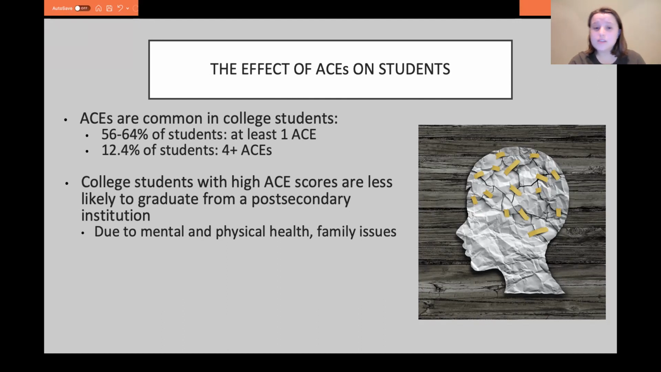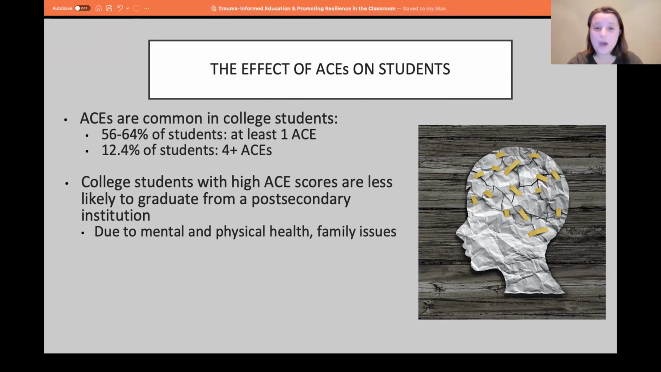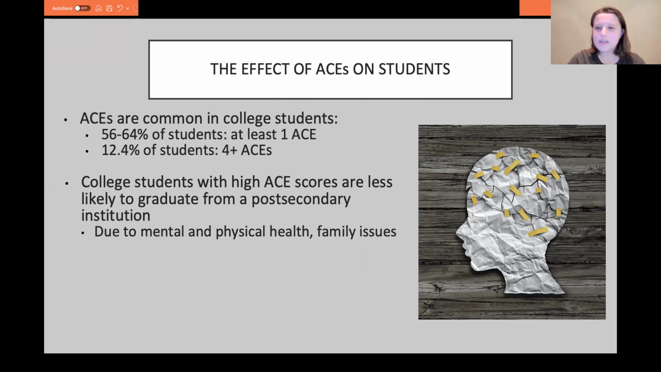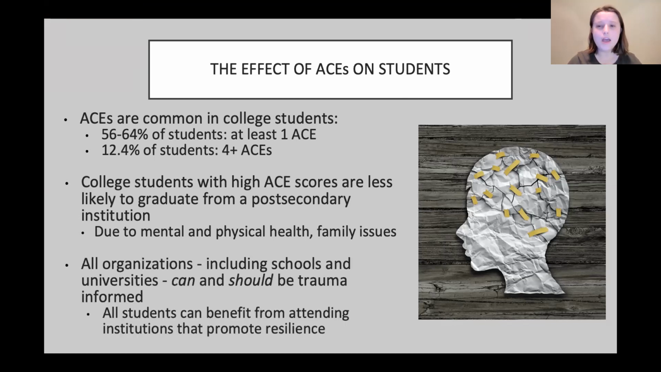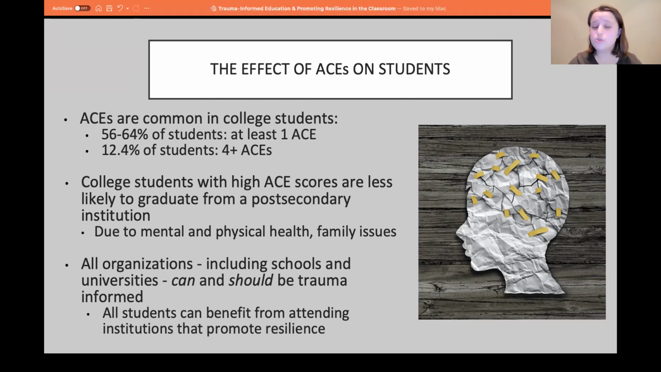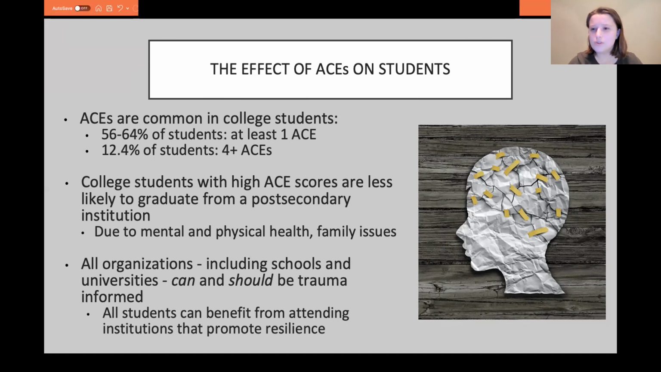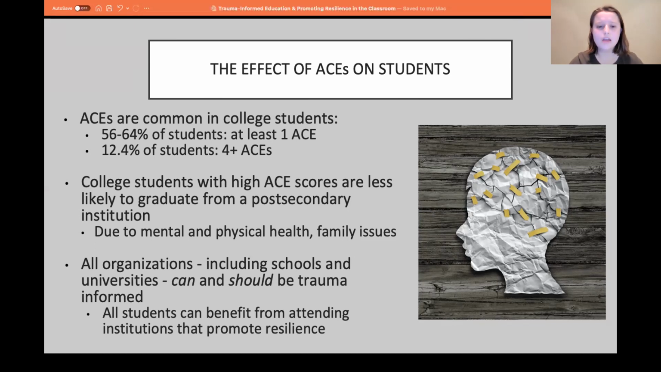We also know that students at post-secondary institutions who have high ACE scores are less likely to graduate from that institution. There's a lot of speculation as to why this happens, but most of the literature points to physical and mental health problems, and family issues that they're having to deal with on top of school and other obligations. Knowing this, and knowing the effect that ACEs have on development, all organizations, including schools and universities, can and should be trauma informed. That is simply because all students, not just those who have been affected by trauma, can benefit from attending institutions that promote resilience.